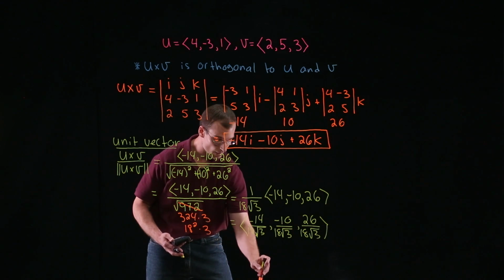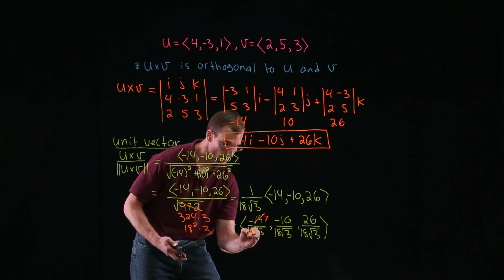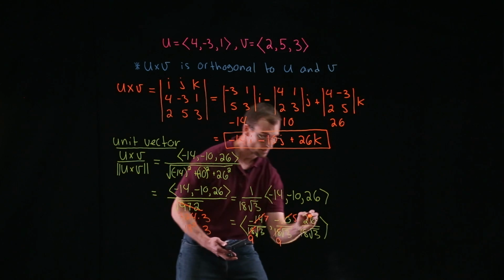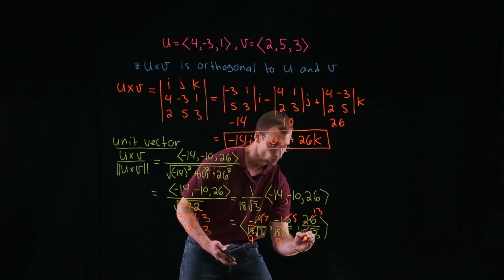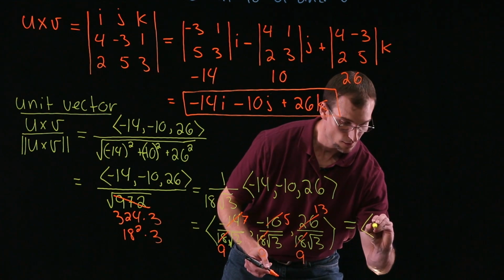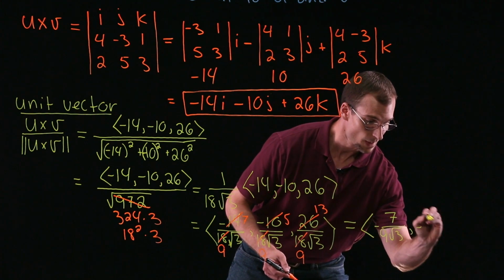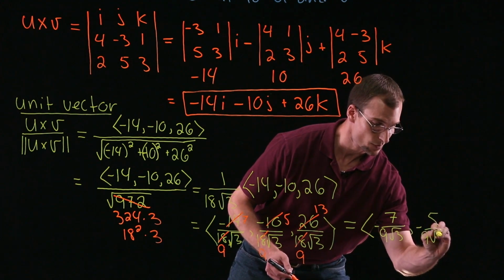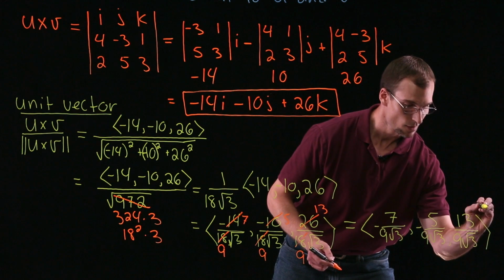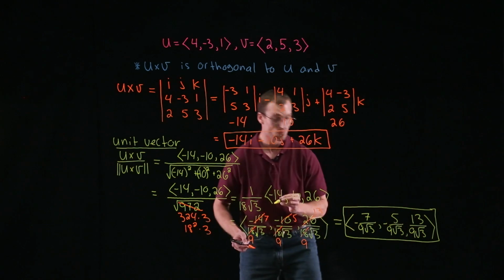And the last thing we can do is just simplify a little bit. Noticing 2 will cancel in both our numerator and denominator: 2 going into 14 seven times, and into 18, 9; 2 going into 10 five times, and into 18, 9; and 2 going into 26 thirteen times, and into 18, 9. So in the end, the vector with -7 over 9 times the square root of 3, -5 over 9 times the square root of 3, and 13 over 9 times the square root of 3. So there is our unit vector orthogonal to u and v. Thank you very much.